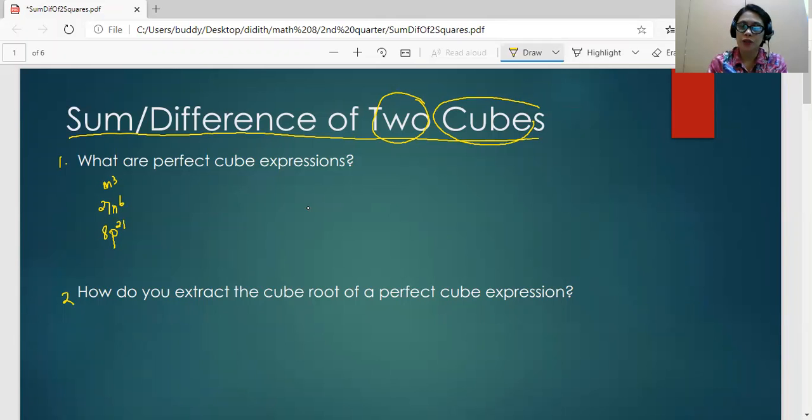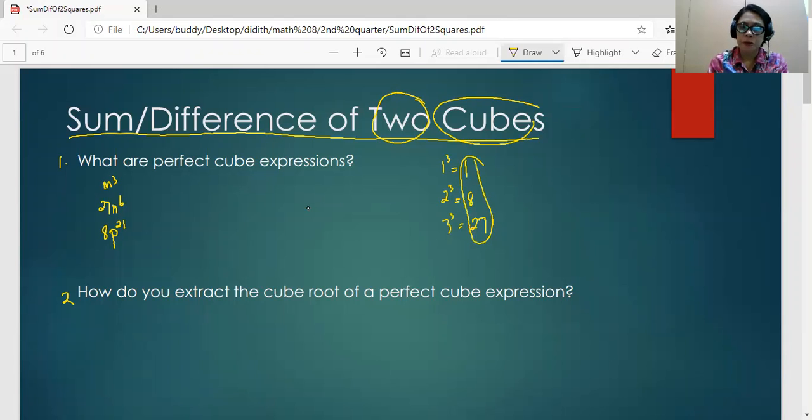And take note that when any number is raised to the third power, the result is considered a perfect cube. So for example, we raise 1 to the third power, we have 1. 2 to the third power, we have 8. 3 to the third power, we have 27. So 1, 8, 27 are perfect cubes.